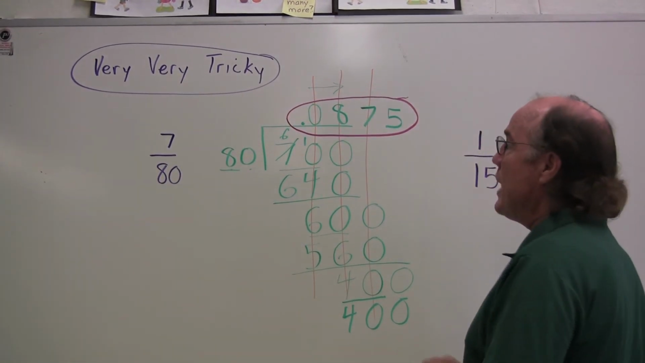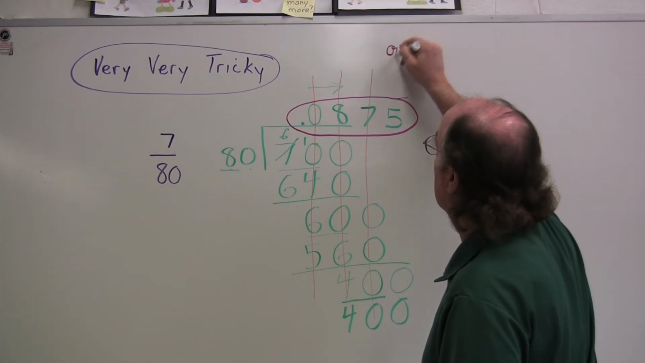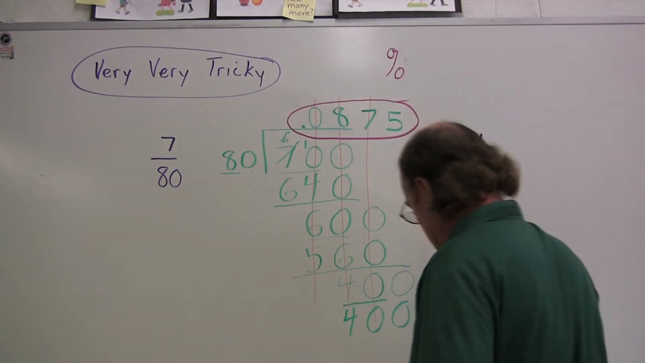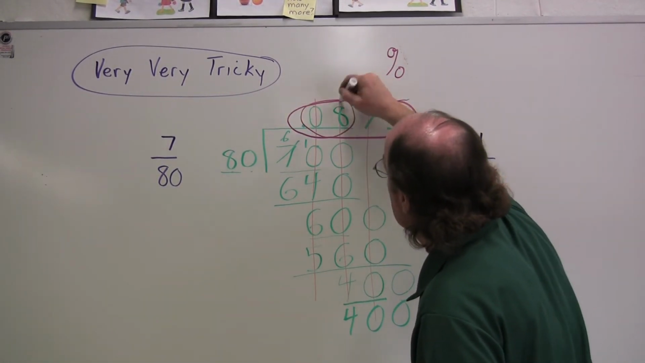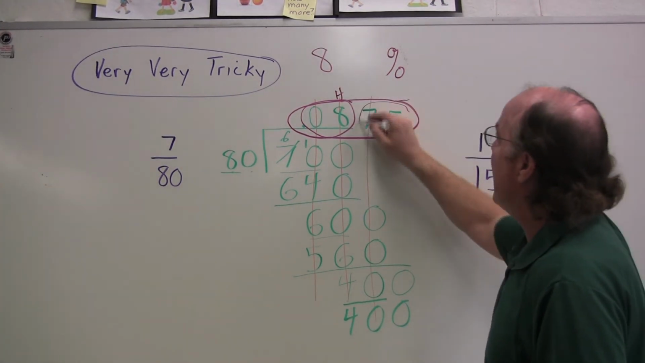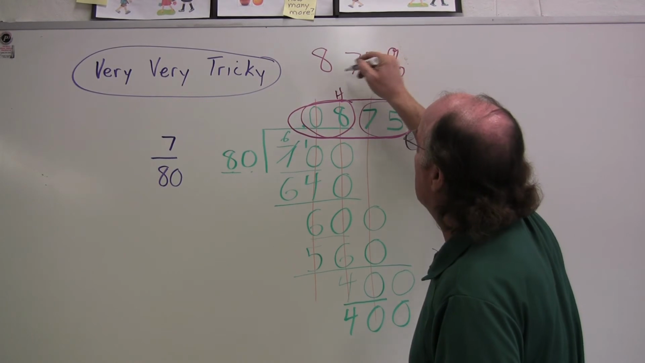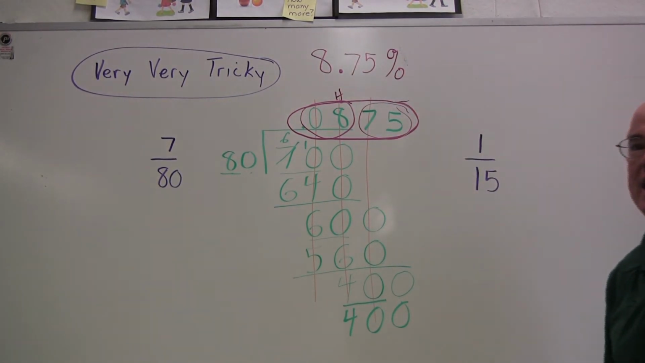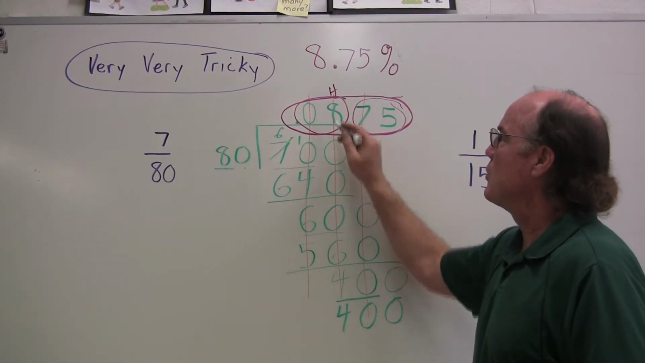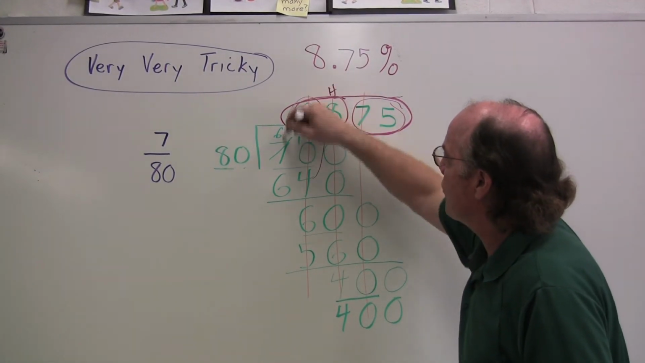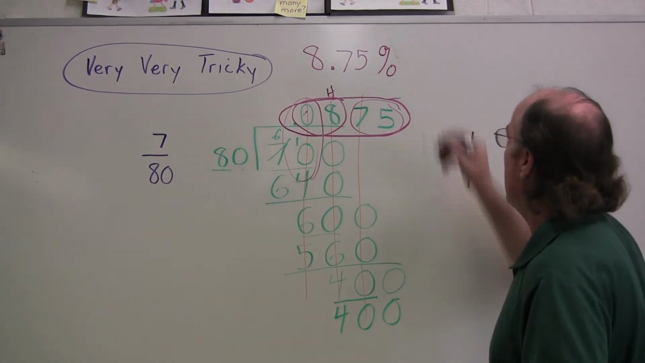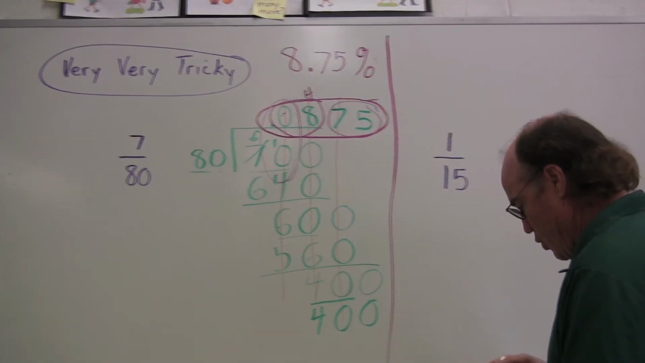Right there, we have to convert that to a percent. Now, the first two numbers are hundredths, 8%. The next two numbers come after a decimal, 8.75%. And that was all made difficult because of what happened right here, the 0 in the tenths column. Now let's shift over here.